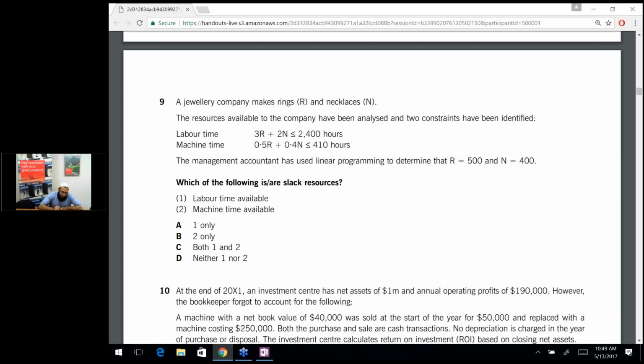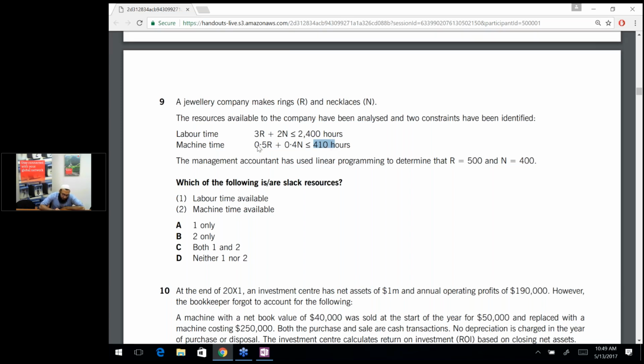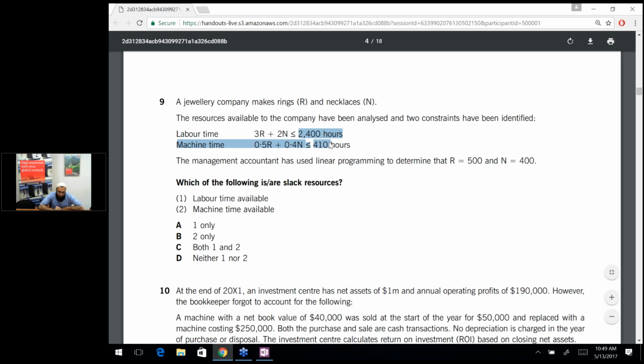So there are two constraints. Labor time: the company has 2400 hours of labor only. 3 hours are required for rings and 2 hours are required for necklaces. Machine is another limiting factor, having a maximum of 410 hours. 0.5 hours for a ring and 0.4 hours for necklaces. So these are the maximum hours available.